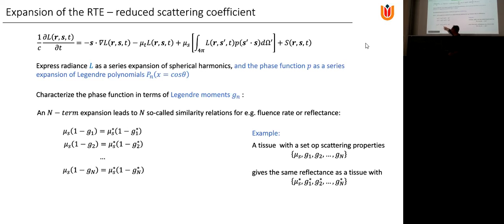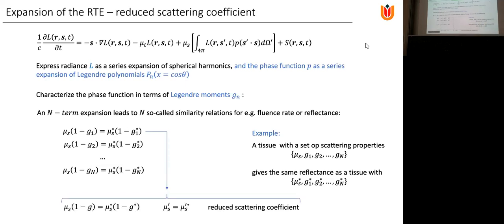It's all involving the µs, the scattering coefficient, and the higher order Legendre polynomials. So a tissue with a set of optical properties, the µs scattering coefficient and the phase function characterized by this, gives the same reflectance as a tissue with µs star and g1 star, g2 star, etc., as long as these equalities hold.